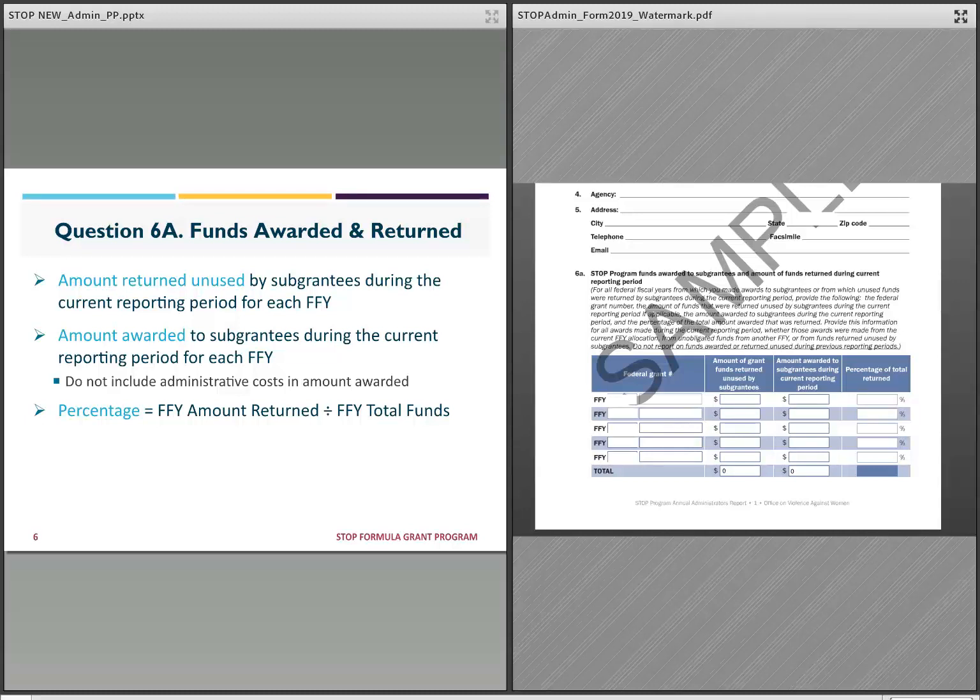In the second column, you will report the amount of grant funds returned unused by subgrantees during the current reporting period. In the third column, you will report the amount awarded to subgrantees during the current reporting period. And in the fourth column, you will report that percentage of total returned. So the percentage is the federal fiscal year amount returned during the current reporting period divided by the original federal fiscal year total funds.